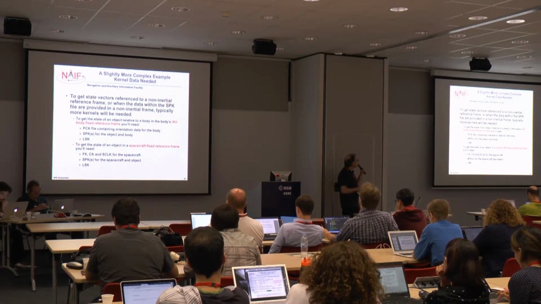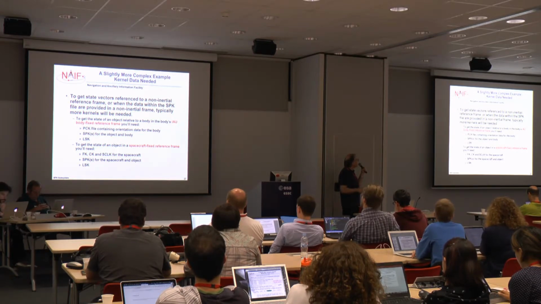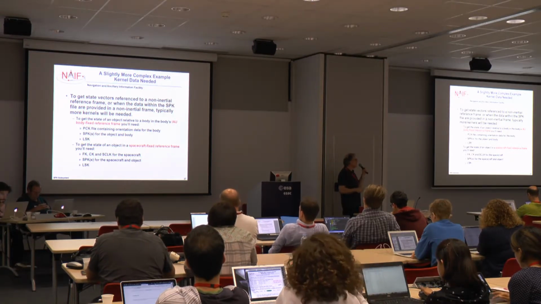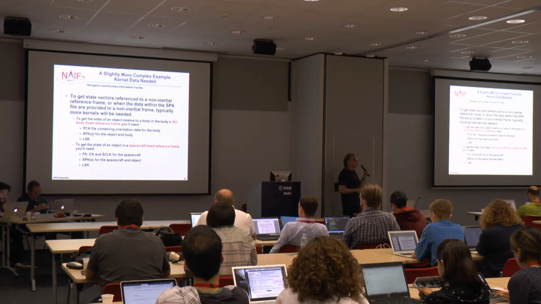Okay, here's a slightly more complex example. We can get state vectors referenced to a non-inertial frame, or we can do computation when the data within the SPK file are provided in a non-inertial frame. And we'll typically need more kernels to do that. So we're probably going to do a transformation from that non-inertial frame either to an inertial frame or to some other non-inertial frame.